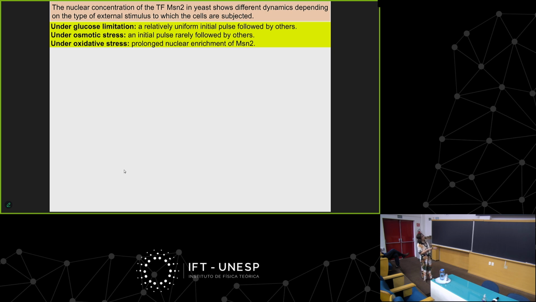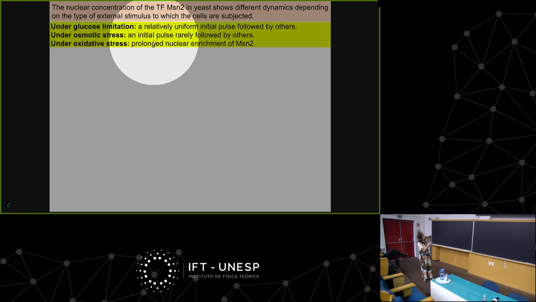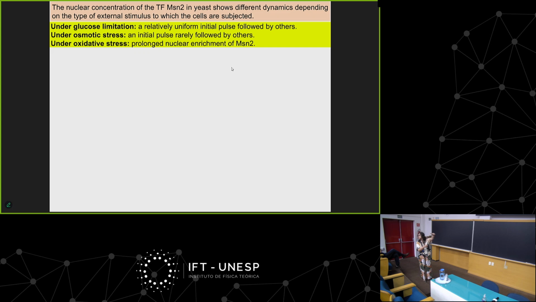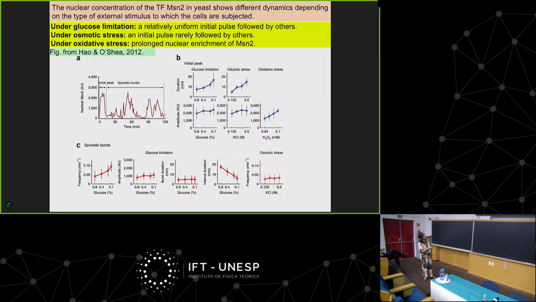In the case of glucose limitation, it's 1 pulse of the transcription factor in the nucleus followed by many pulses. In the case of osmotic stress, it's an initial pulse and no more pulses after that. And in the case of oxidative stress, it's 1 prolonged elevation of the transcription factor, which is called MSN2, by the way, in the nucleus. So these are the plots they produced. And let me show you some things that are interesting.